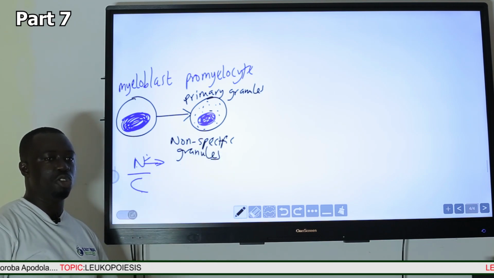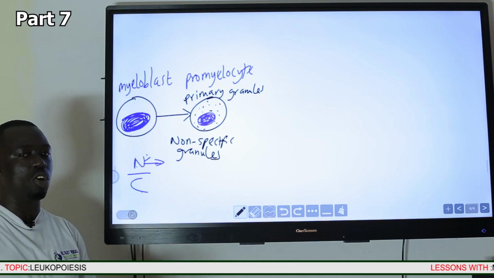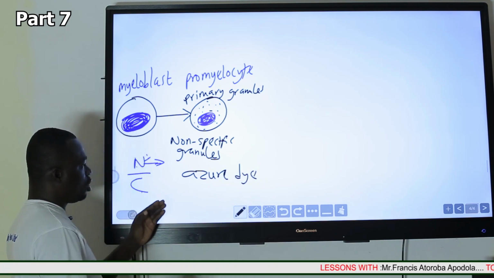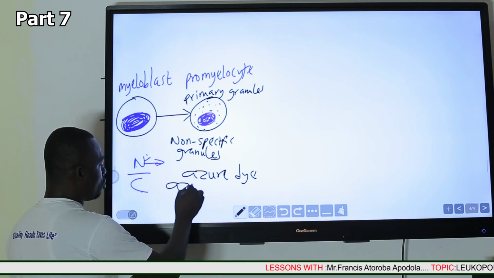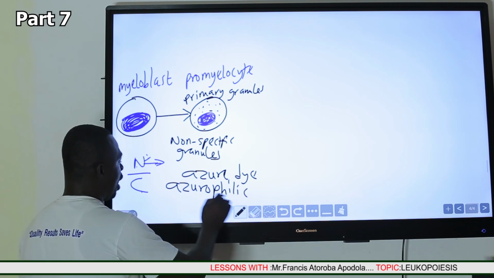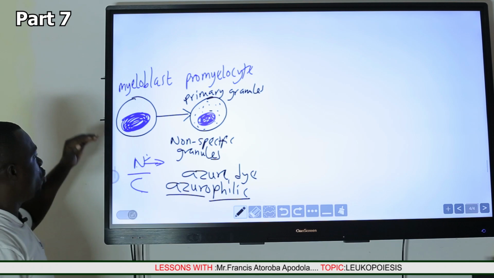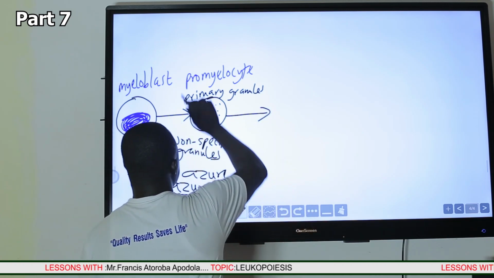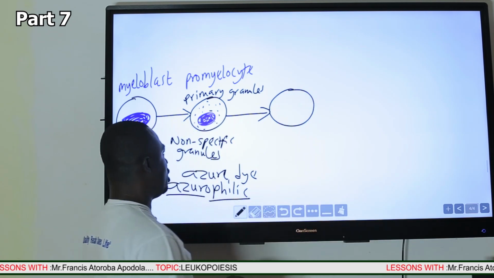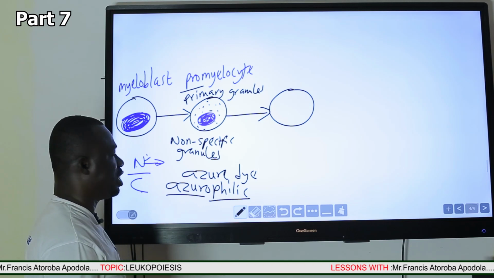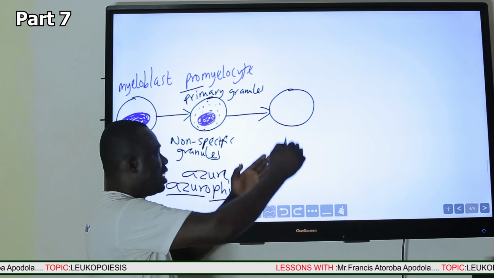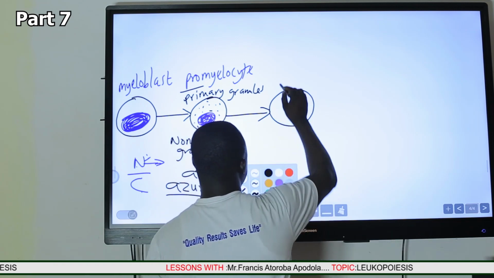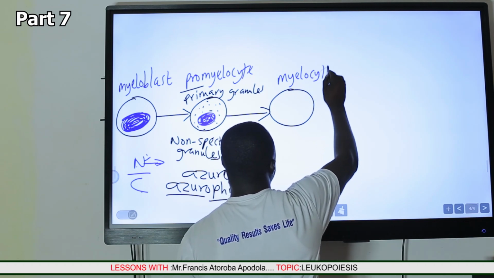These granules actually show an affinity for the azo dye or azo stain. And because they are attracted to the azo dye, these primary granules are said to be azurophilic. Philic means loving. They love to be attracted to the azo dye. So the primary granules are also called azurophilic granules. Now, this promyelocyte will also undergo further differentiation. Once we are in the pro stage, the next stage will usher us in the myelocyte stage. So we are in the myelocyte stage.